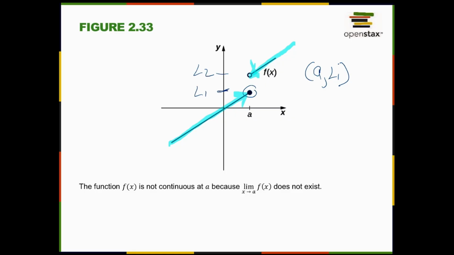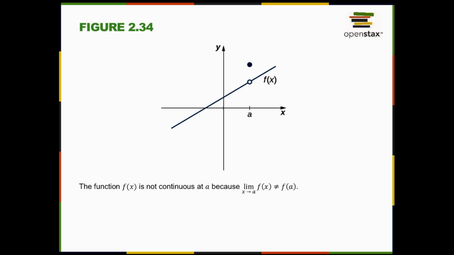The first condition was that the value of the function needs to be defined at f of a. Now we have a second condition that we have to meet. The limit from the left has to be the same as the limit from the right, so they meet up and there isn't a jump. Let's look at the next condition.